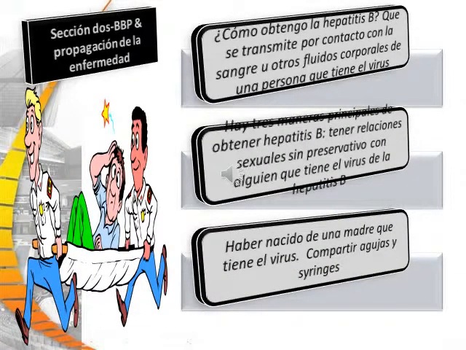How do you get hepatitis B? It is passed by contact with the blood or other bodily fluids of someone who has the virus. There are 3 main ways to get hepatitis B: having sex without condoms with someone who has hepatitis B, being born to a mother who has the virus, or sharing needles and syringes.